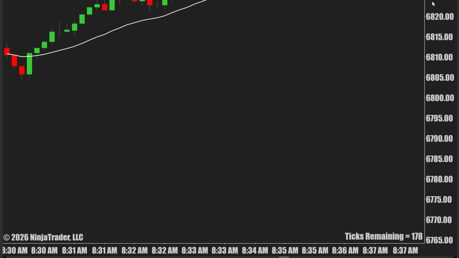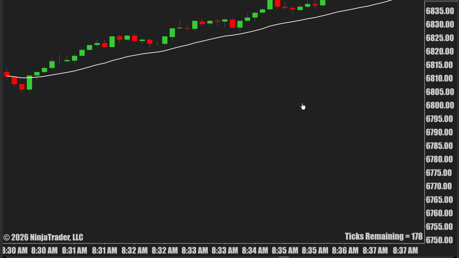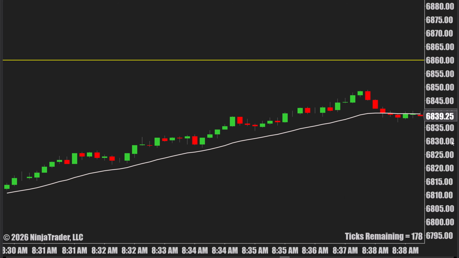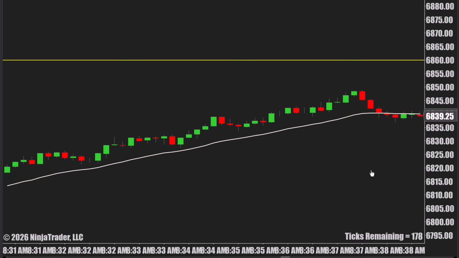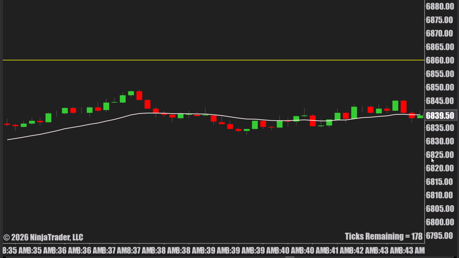When the market opened up at 9:30 here, somewhere here, might have been 9:38, somewhere here.